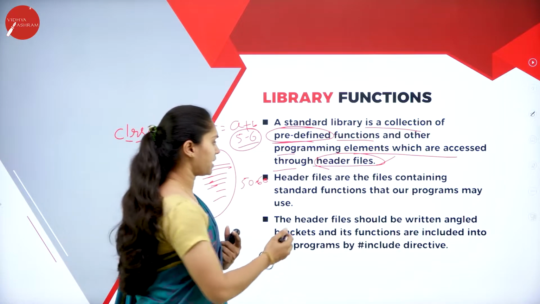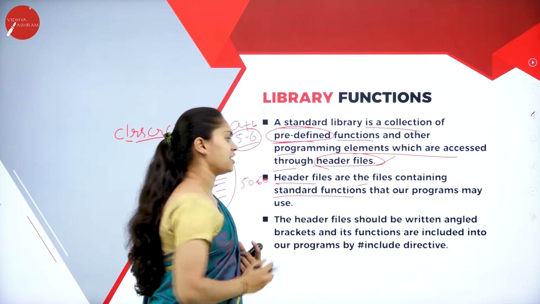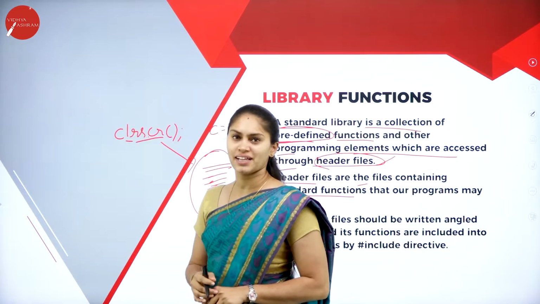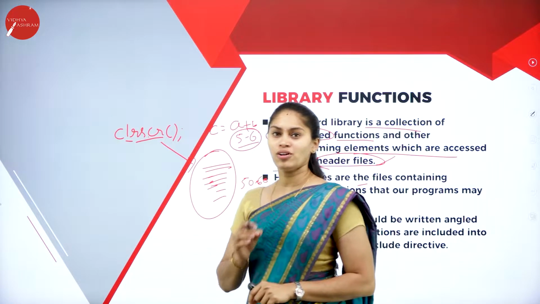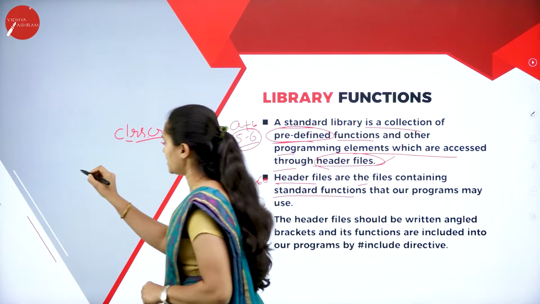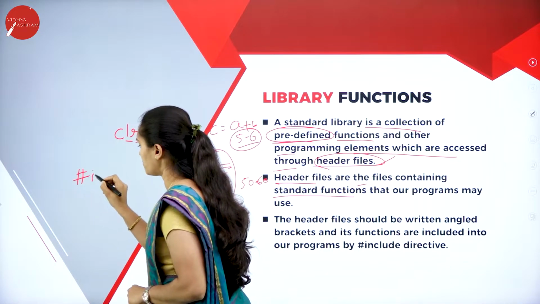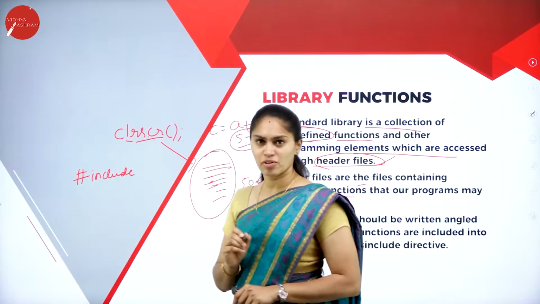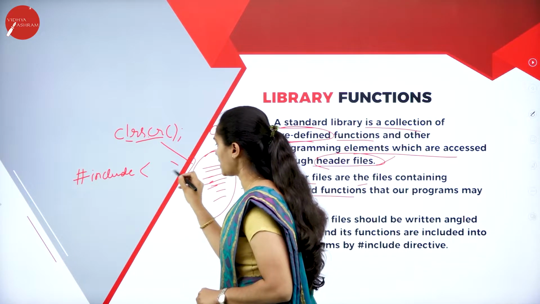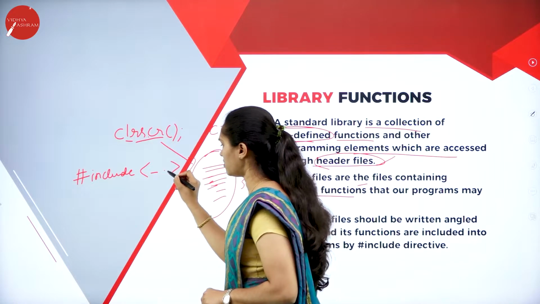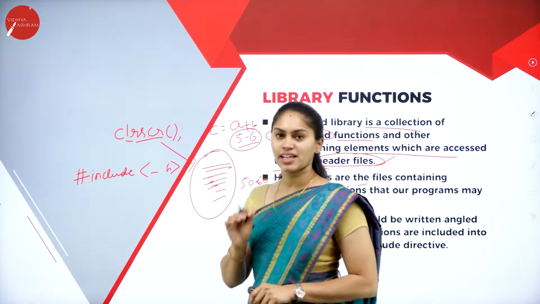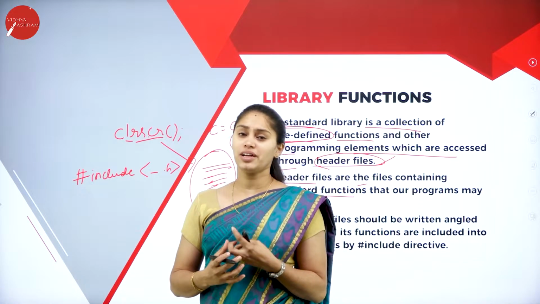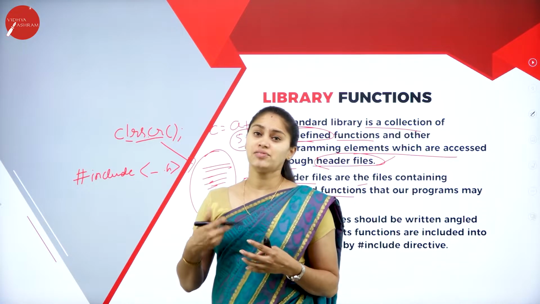This header file mainly contains the standard functions that we are going to use in our program. Then how are we going to write the header file? That too with the help of preprocessor directives, that is, #include. After that, we have to specify the name of a header file within angle brackets. We write the header file name and .h, and each header file includes a set of predefined functions.